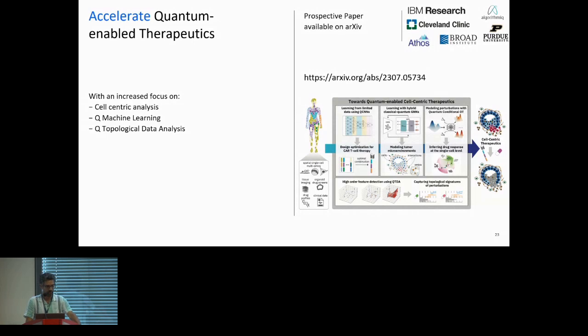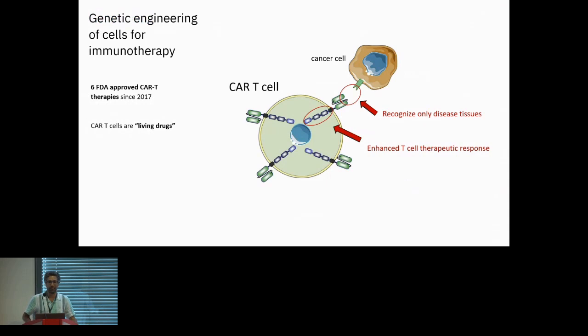So in the last few minutes that I have, I believe I have 4, I'm going to give you a quick example of what we're focused on, which can be an application for instance in single cell. We know that genetic engineering of cells for immunotherapy is a tough task. Only 6 FDA-approved CAR T therapies have been done since 2019. And we need to define and enhance T-cell therapy response on a specific motif.